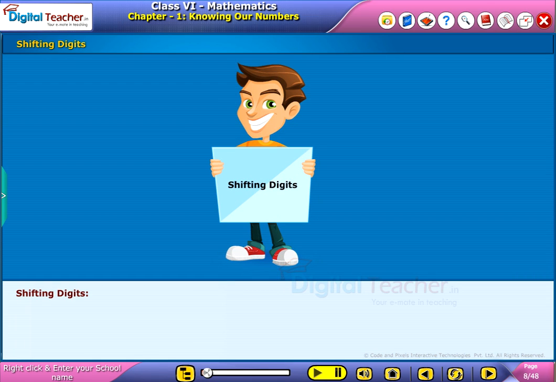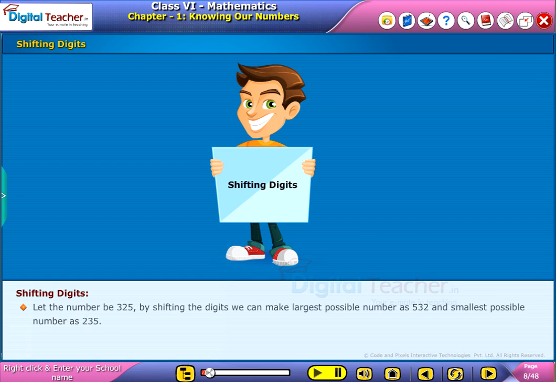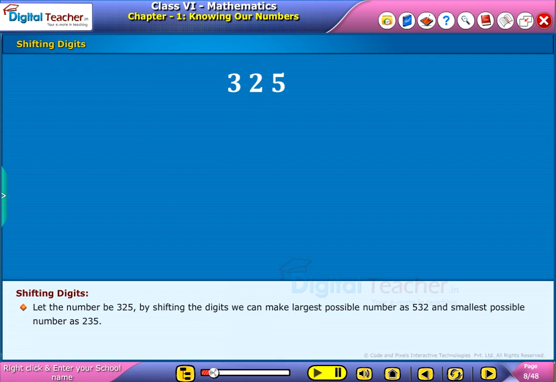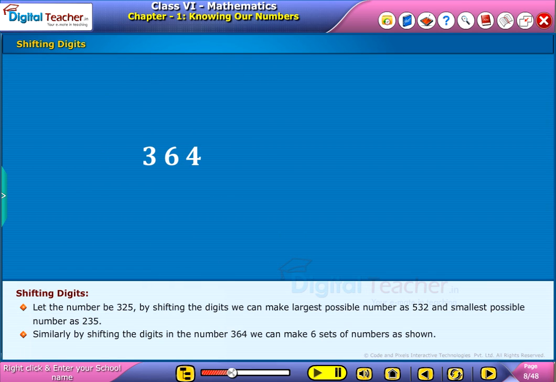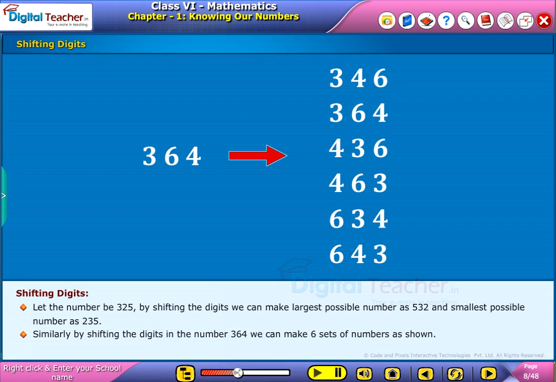Let us know about shifting the digits. Let the number be 325. By shifting the digits, we can make largest possible number as 532 and smallest possible number as 235. Similarly, by shifting the digits in the number 364, we can make 6 sets of numbers as shown.